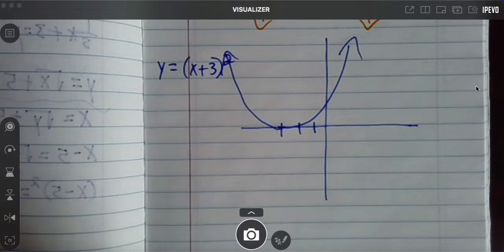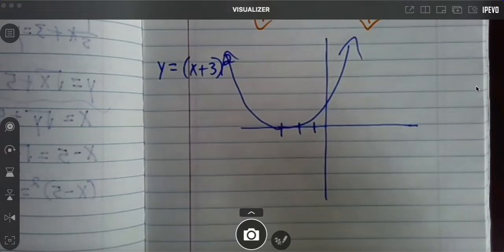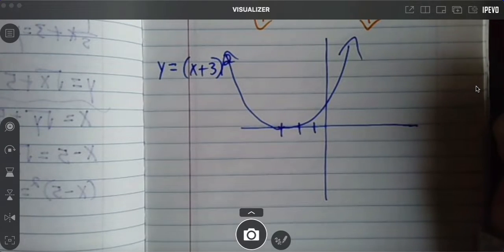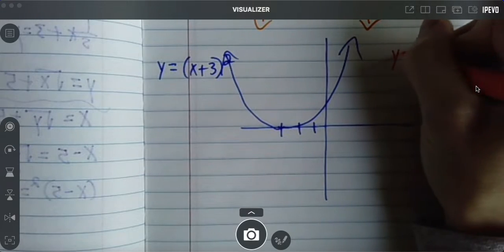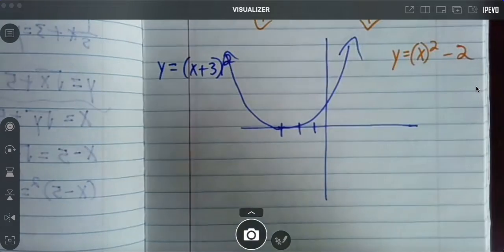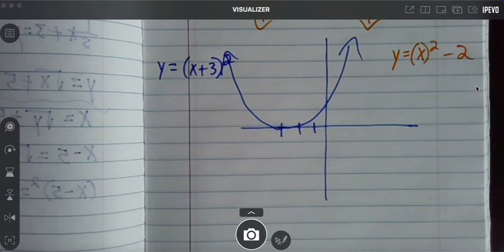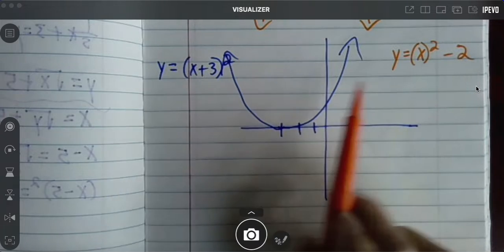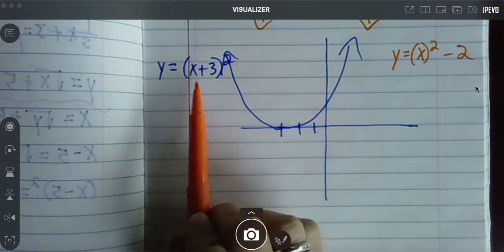Again, this is just an idea. What if it said, let me do a different color again. What lesson is this? This is 6-8. This is the last one. What if it said y equals x squared minus 2? Where does that one move? Down 2. Why did it move down 2? Because it's outside. If it's in parentheses, it moves left or right.